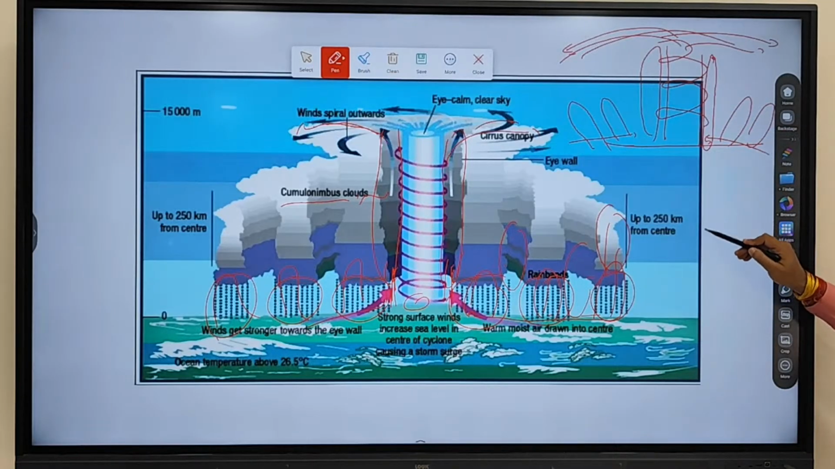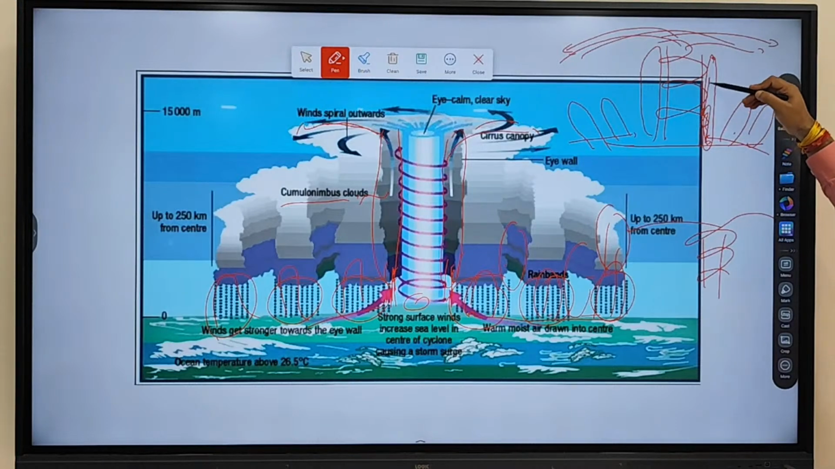So show an eye region. Around the eye region, you show that the winds are rising and diverging. Here you show the eye wall region, the dark dense region, and these are the rain band, spiral band region. Fine. So this is the structure of tropical cyclones. Any doubt regarding this one? So what is the structure of tropical cyclone?